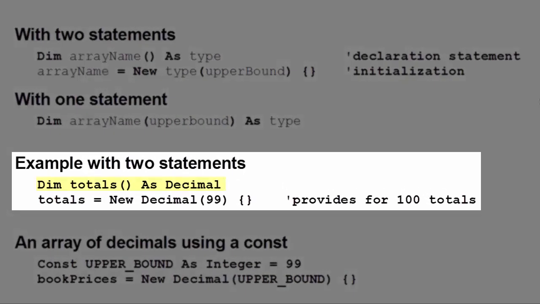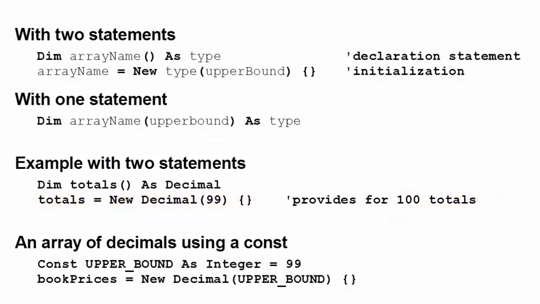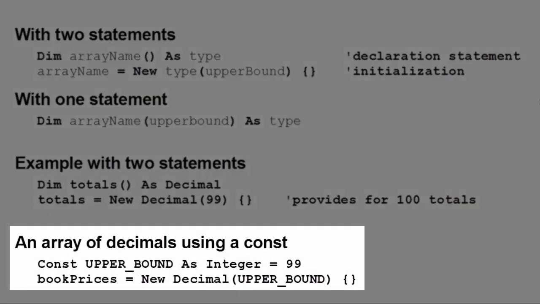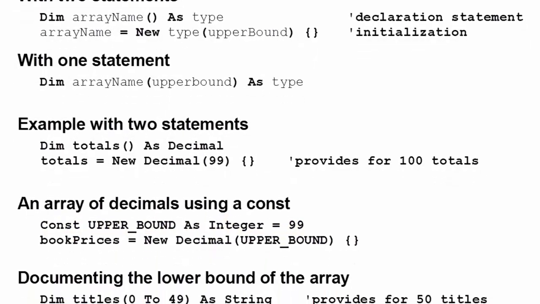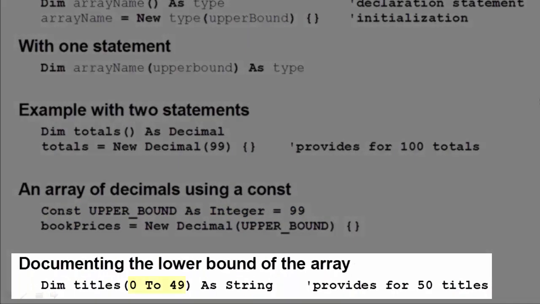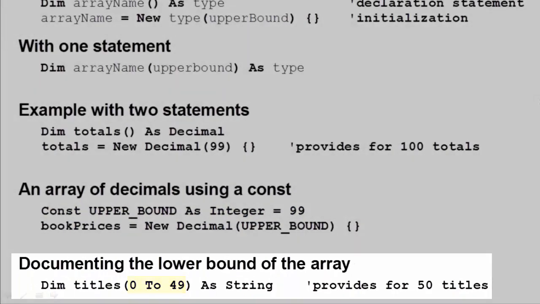So here I've declared an array and initialized it here, and we're saying the upper bound is 99, which means with a zero-based array, there's room for 100 elements. Like I hope you do in other languages, you usually want the value for the upper bound to come from somewhere, so here we've declared a constant. That's a good practice. It's also possible to declare things this way as a way of documenting the lower bound.